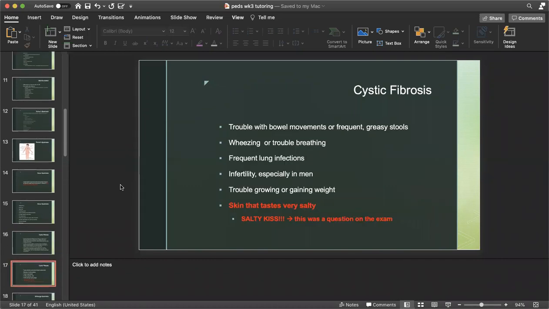So some characteristics of cystic fibrosis: they'll have trouble with bowel movements or frequent gassy stools, wheezing or trouble breathing, frequent lung infections, infertility, especially in men, trouble growing or gaining weight, and skin that tastes very salty. And salty kiss is what she used on the exam.